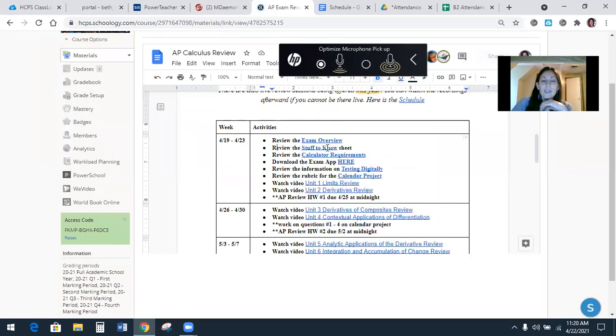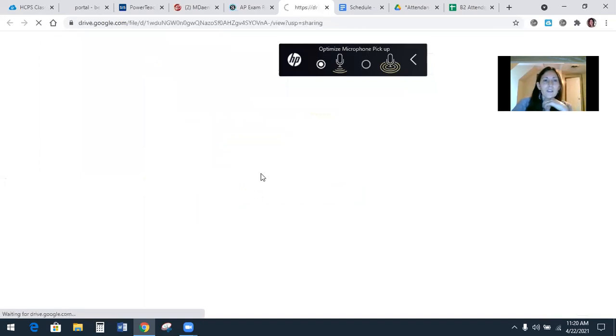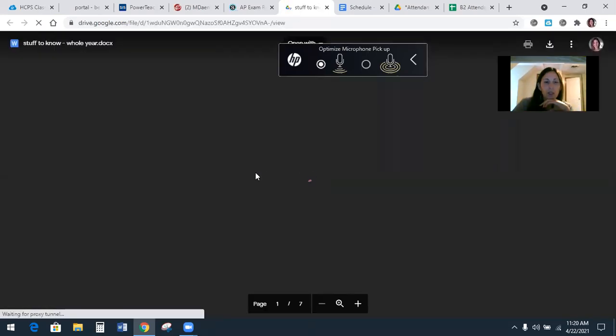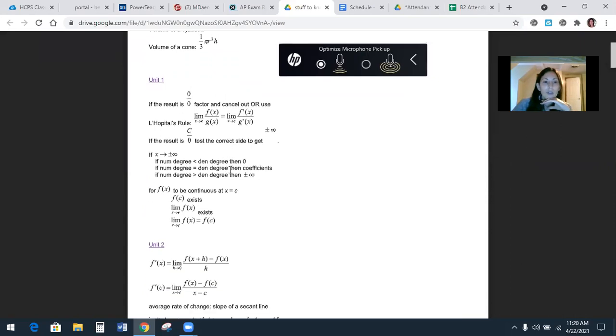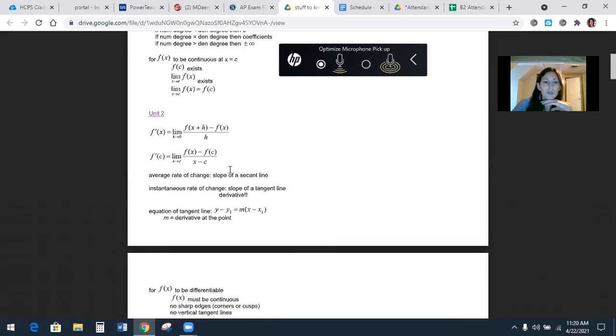All right, next, stuff to know. If you're zoning out, zone back in. I made this stuff to know sheet for you. This thing is pure gold. This is literally the whole year, unit by unit, everything that I taught you. So here's everything in unit 1, all your limits. I'm not going to read this all to you. You need to look through this.